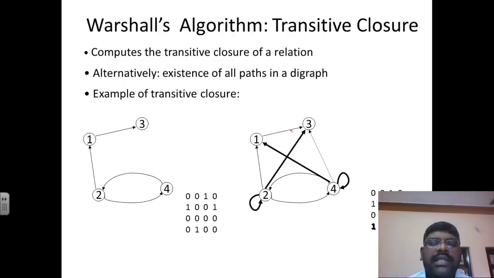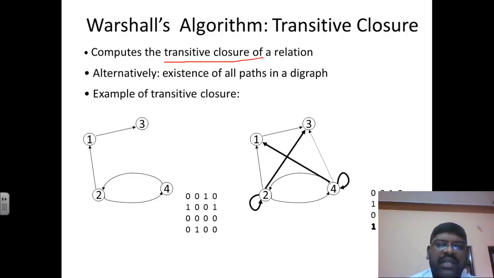Okay. Let us see the first problem. The first problem is, given a graph, or we can say a matrix, how can I find the transitive closure? Now, first of all, what is meant by the transitive closure? The transitive closure of a graph means the existence of all paths in a digraph.